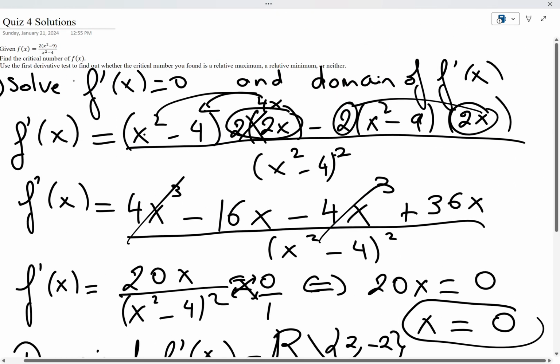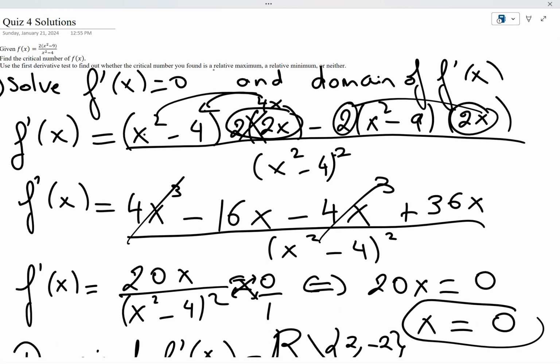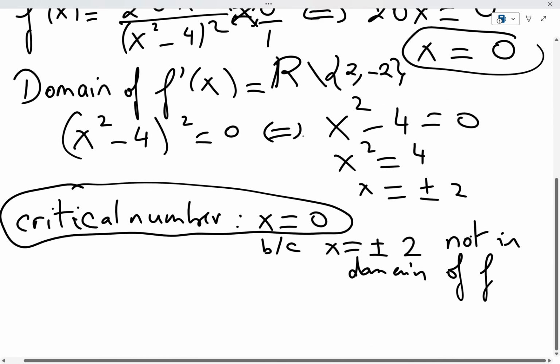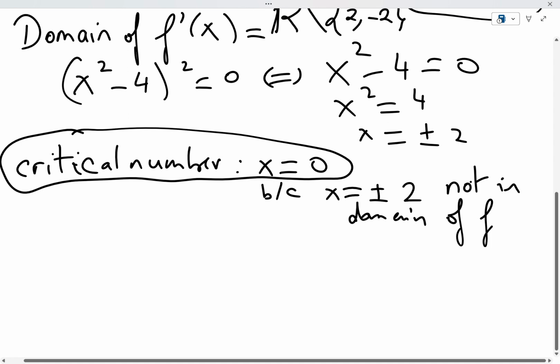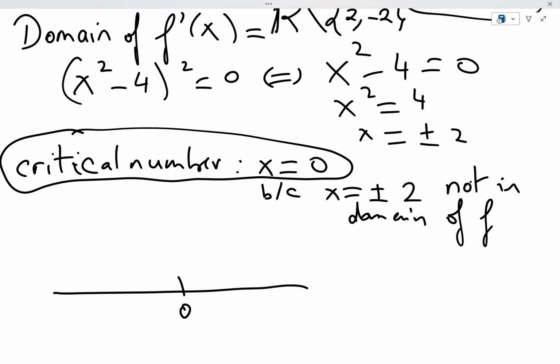And then we ask, use the first derivative to find whether the critical number you find is a relative max, a relative min, or neither. So here we only have one, we have 0. And technically, if you want to, we don't need to do that because we're just looking at whether we have a max or a min at 0. We don't need to look at intervals of increase and decrease. We just want to know what's going on before 0 and after 0.